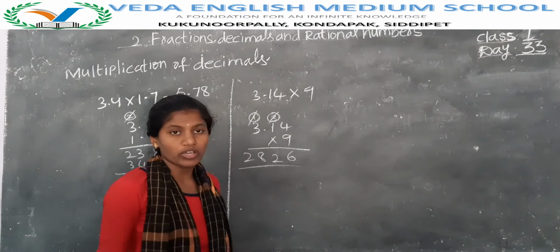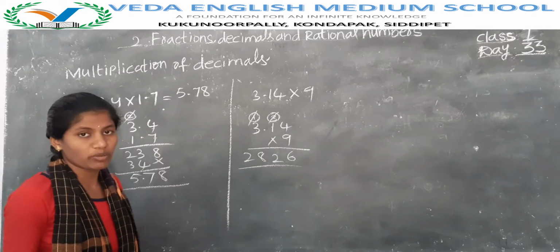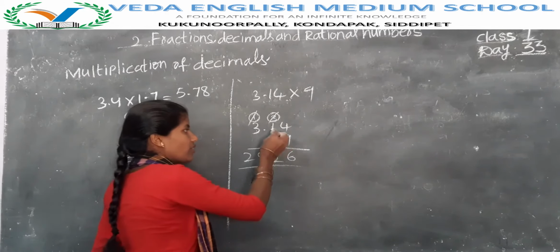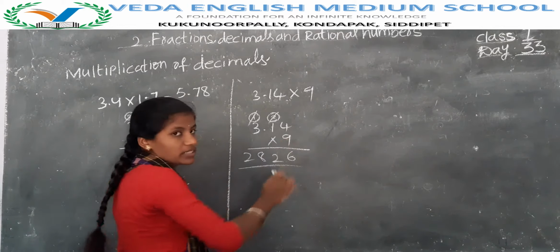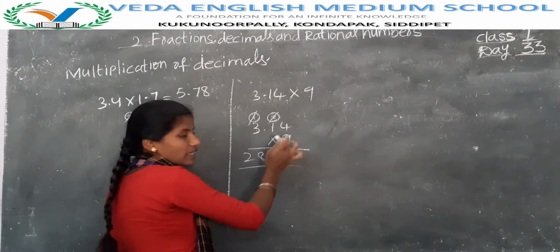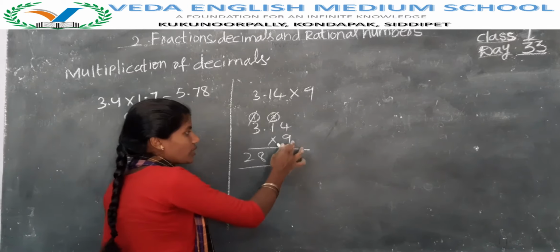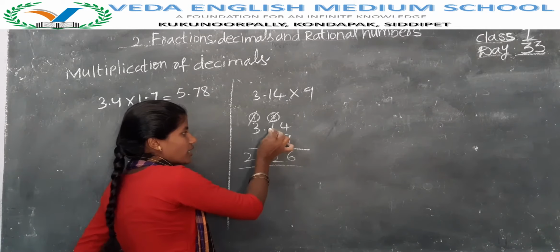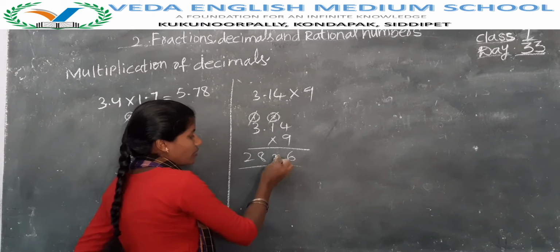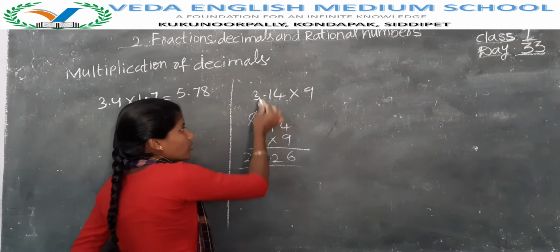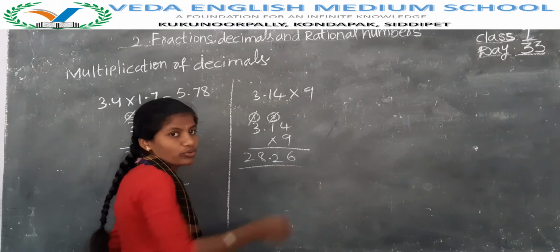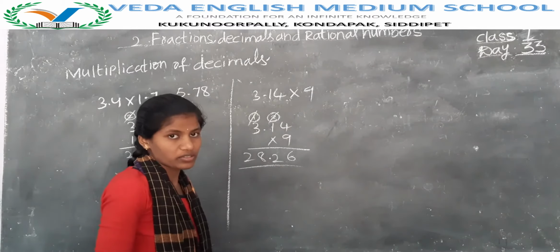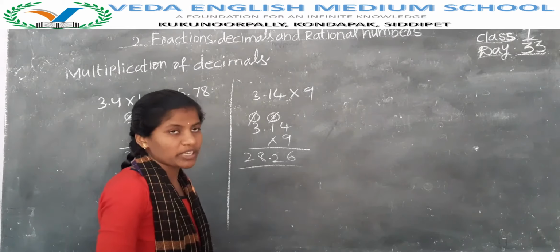Now we have to count after the decimal point. After the decimal point, how many digits are there? Here we have two digits, but here there are no digits. So don't count here. You have to count here only. After the decimal point here we have 2 digits. So 1, 2. After 2 digits you will get the point. The product of 3.14 into 9 is 28.26. Understand? It is a multiplication of decimals.